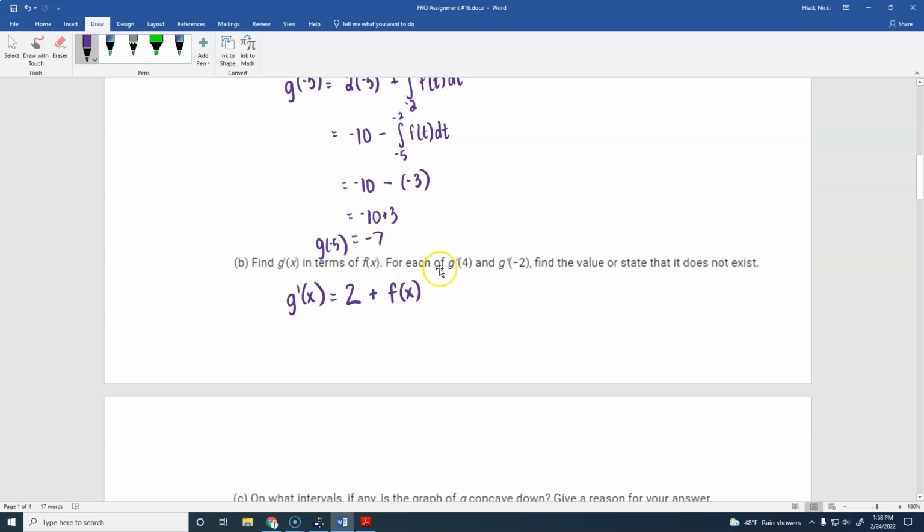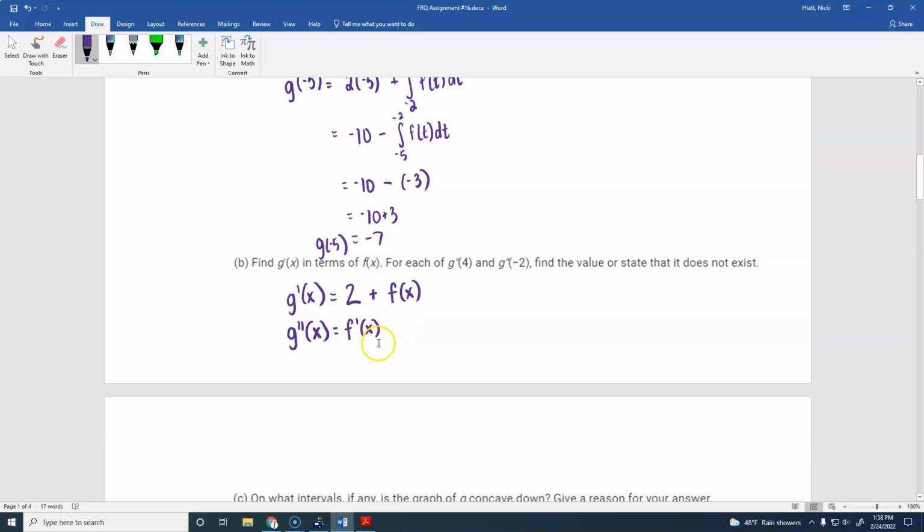Then it says for each g double prime of 4 and g double prime of -2, find the value or state that it does not exist. So what would g double prime of x be? Big F prime of x, because we're taking the derivative here. So when we take the derivative, the derivative of 2 is just 0, and the derivative of f would be f prime.